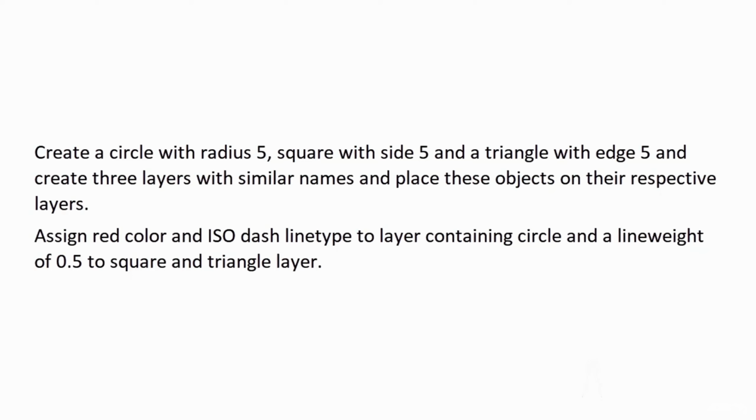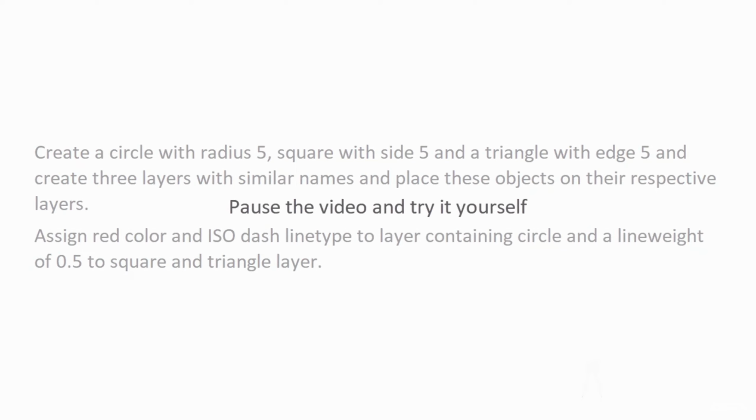Okay, so here is your question related to this module. Here you need to create a circle with radius 5 unit, a square with side 5 unit length, and a triangle with edge length of 5 unit. Now make 3 corresponding layers with names circle, square, and triangle, and place these objects on the respective layers. Now assign a red color and ISO dash line type to the layer which contains the circle, and a line weight of 0.5 to the layers which contain the square and triangle.